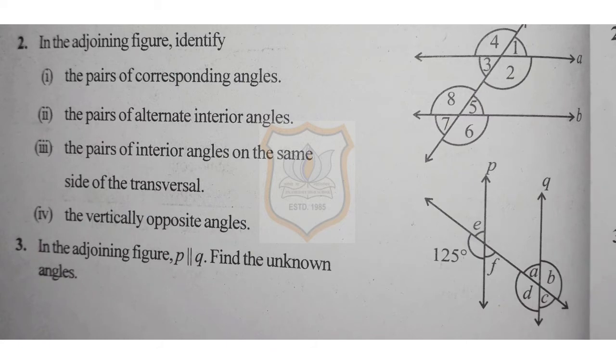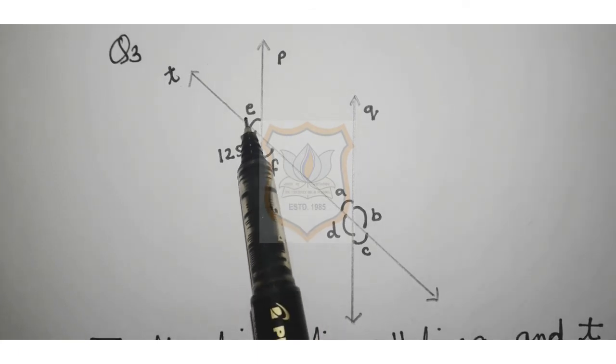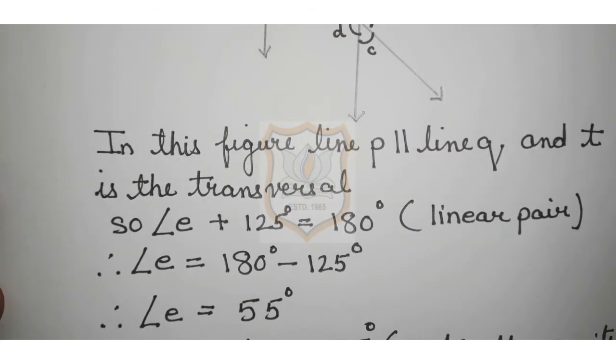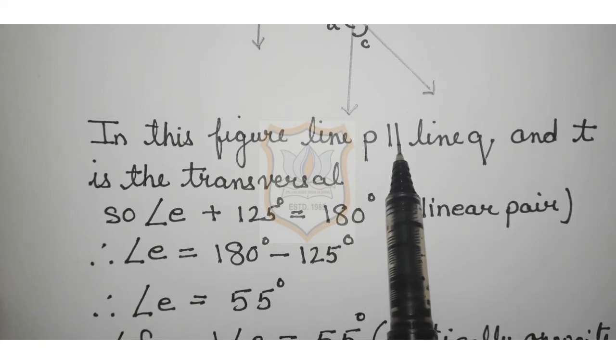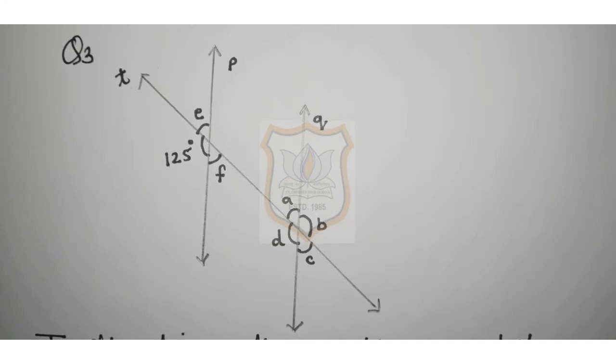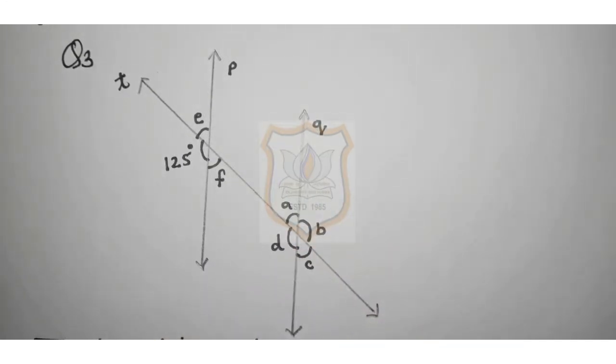So let's solve question number 3 of exercise 5.2. Students, look at this figure very carefully. You have to draw this figure with the help of pencil as I have drawn it. So now you have to tell the unknown angles. This E, F, A, B, C and D. See, in this figure, line P is parallel to line Q and T is the transversal.